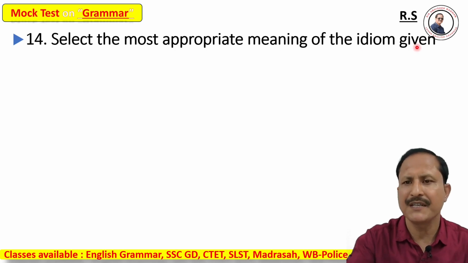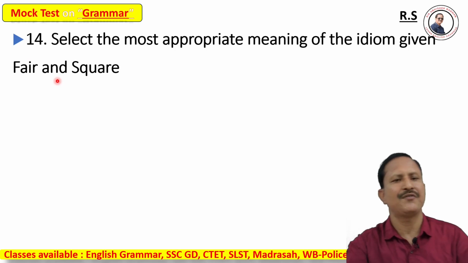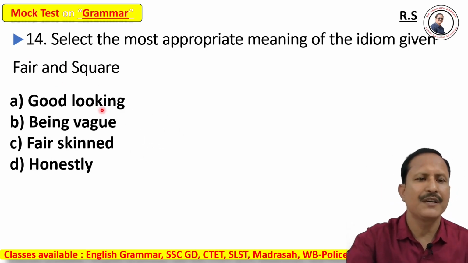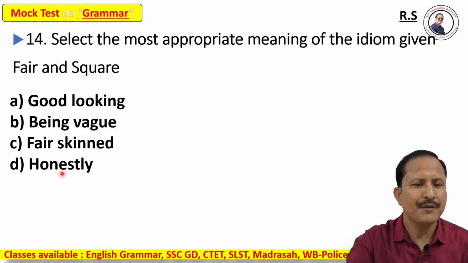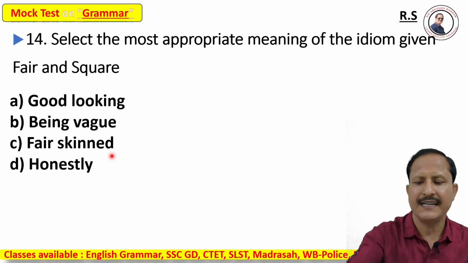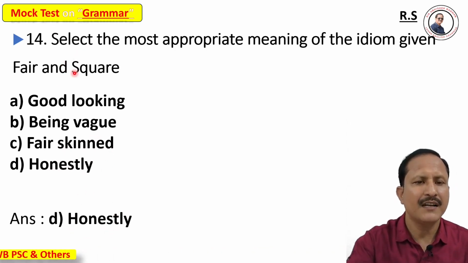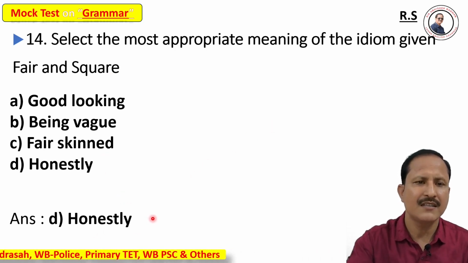Now, question number 14. Another similar question, the appropriate meaning of the idiom. Fair and square. Option A, good looking. Option B, being vague. Option C, fair skinned. Option D, honestly. The correct answer is option D, honestly. Fair and square means honestly.